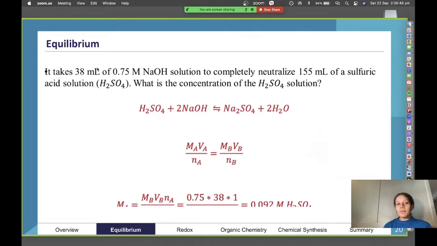So we have 38 mL of 0.75 molar sodium hydroxide solution, and that will completely neutralize 155 mL of a sulfuric acid solution. So what's the concentration of the sulfuric acid solution? The first thing with these questions is to always write out our equation. So here we have the sodium hydroxide and our sulfuric acid neutralizing each other to form Na2SO4 and also water as well.